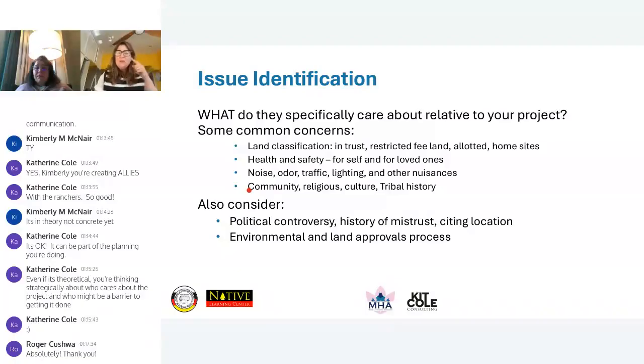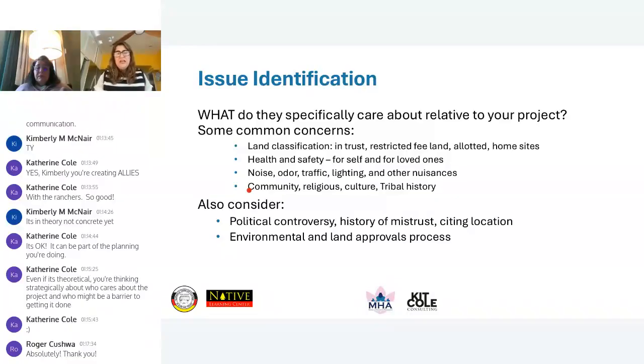But Kimberly's showing a really good example in the chat of not just thinking about who, but thinking about what she might say to them, right? She's thinking about this slide here, which is issue identification. What specifically do folks who are ranchers care about regarding Kimberly's project? So really good example in the chat. So Kimberly, I'm really grateful to you for sharing it.